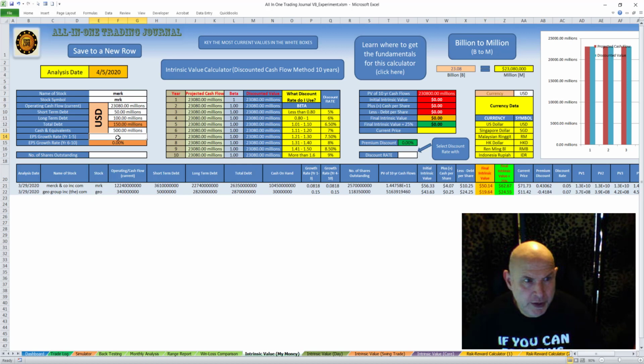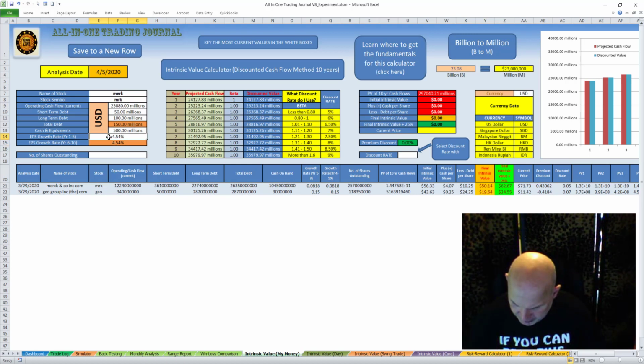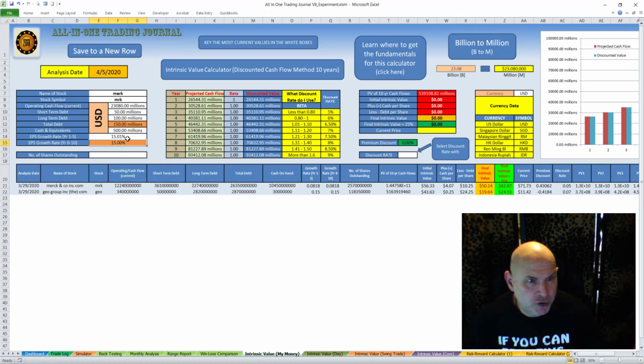Your growth rate, your estimated per share growth rate might have been 4.54. That will carry over to your 6 to 10 year growth rate. Now, if the growth rate was expected to be over 15%, then it's going to only max out at 15%.